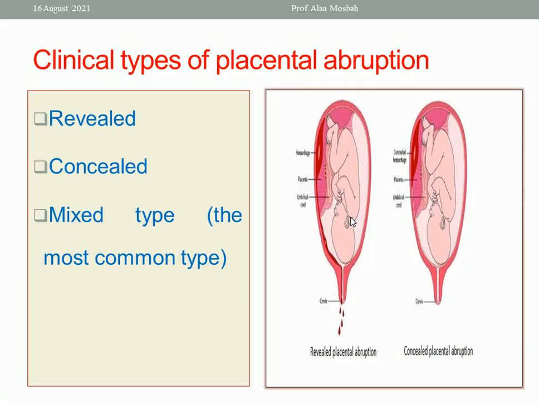So we have clinical types, as I mentioned before: revealed hemorrhage, bleeding to the outside; concealed hemorrhage, the bleeding retained inside retroplacental; or mixed type, both vaginal bleeding and the retained blood inside. This is the commonest one. And this is a picture of concealed, and this is a picture of revealed one, and you see vaginal bleeding.